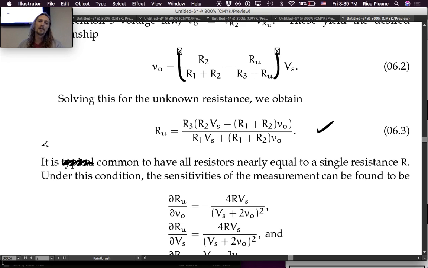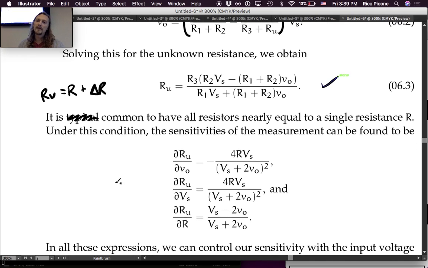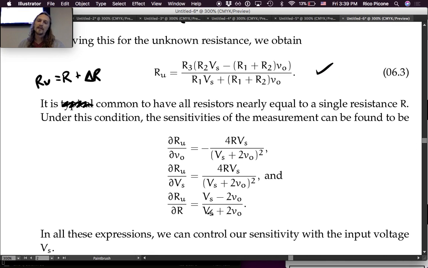But then what RU is, it's nominally R, but usually we say it's equal to R plus some delta R, some change, a little bit different than R. And we do the analysis with that. Actually, that's what I did when I derived the following sensitivities, but the delta R falls out from them, so that's why it doesn't show up. So under this condition, the sensitivities of the measurement can be found to be these three expressions.